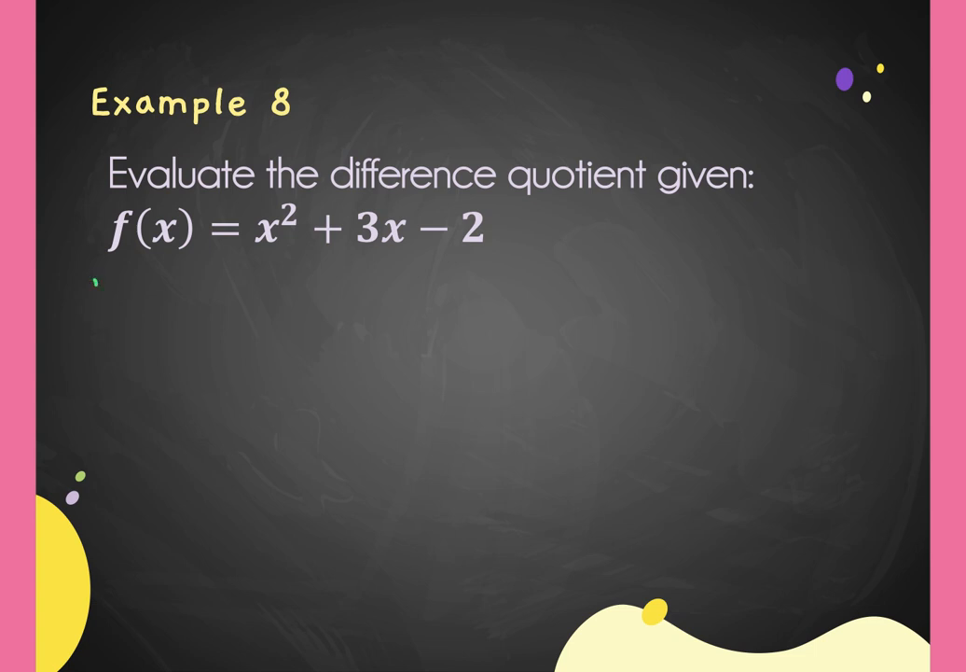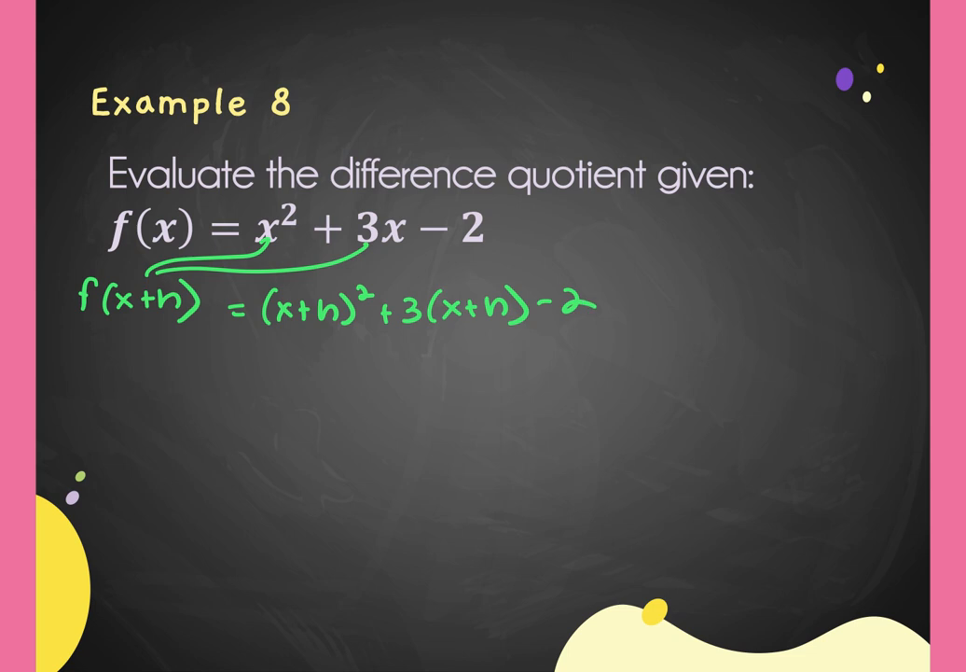All right, so the first thing I'm going to find is f of x plus h. I'm plugging that into both spots. (x plus h) squared plus 3 times (x plus h) minus 2. We're going to do (x plus h) squared a lot, so if you want to memorize it, feel free. It is x squared plus 2xh plus h squared. I'm going to distribute the 3: plus 3x plus 3h minus 2.